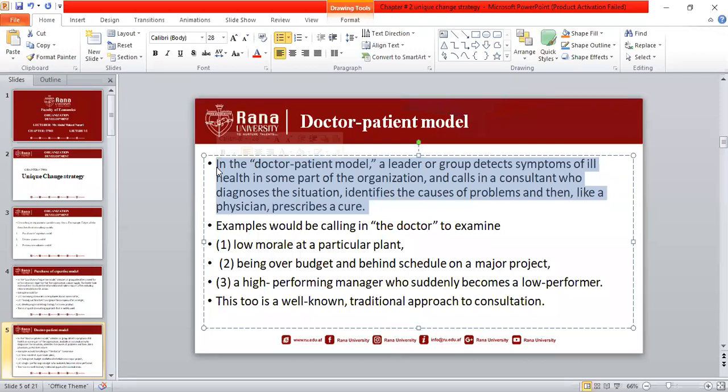Now see, this too is well known. The doctor-patient model is a well-known traditional approach to consultation, where a consultant comes and listens to the leader's symptoms, and he will give the prescription for that. The doctor-patient model is a model where a leader explains the symptoms regarding the organization to the expert. Then the expert will listen to all the symptoms. After that, he will come up with the solution for that. That is the second model, where the OD practitioner, OD consultant, or we can call them OD expert, comes up with the solution.